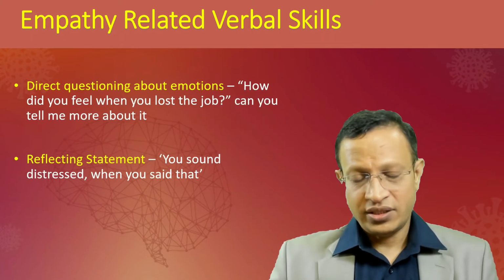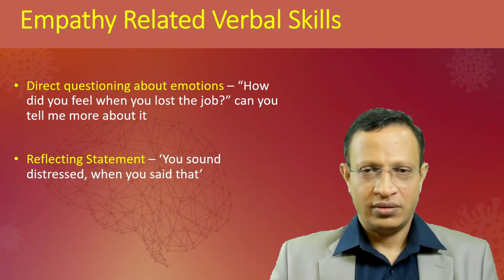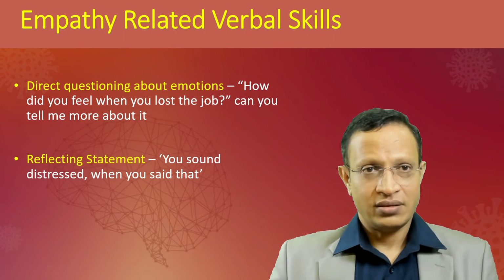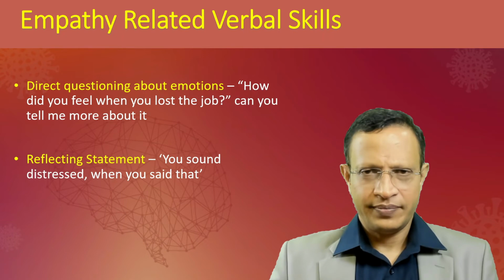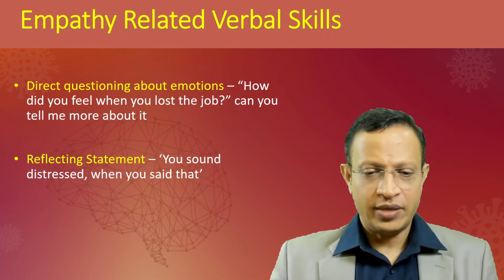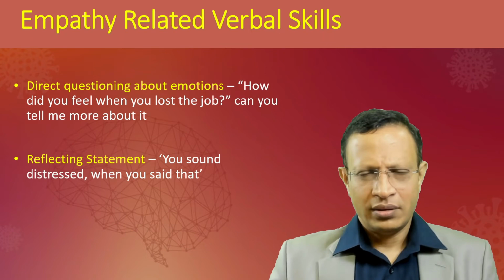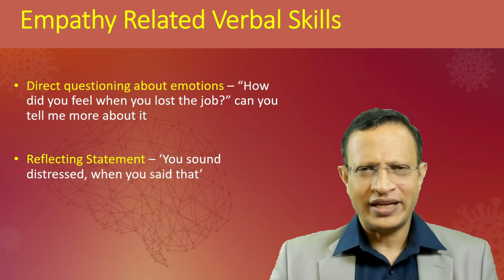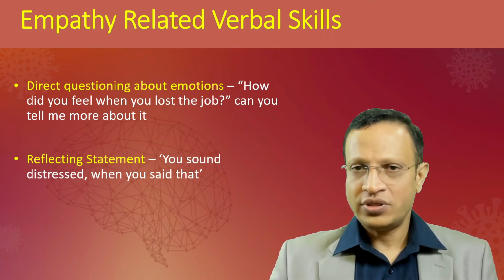If that other person is not expressing emotion, directly ask about emotion. The child can ask, how do you feel when you lost your job or book? Can you tell me more about that? Sometimes the other child can also use a reflecting statement. You look distressed. You look sad. What happened? When you said that when you lost the book, you felt sad. Can you express more about that? Can you tell me more about that? That means inquiring about the emotions.